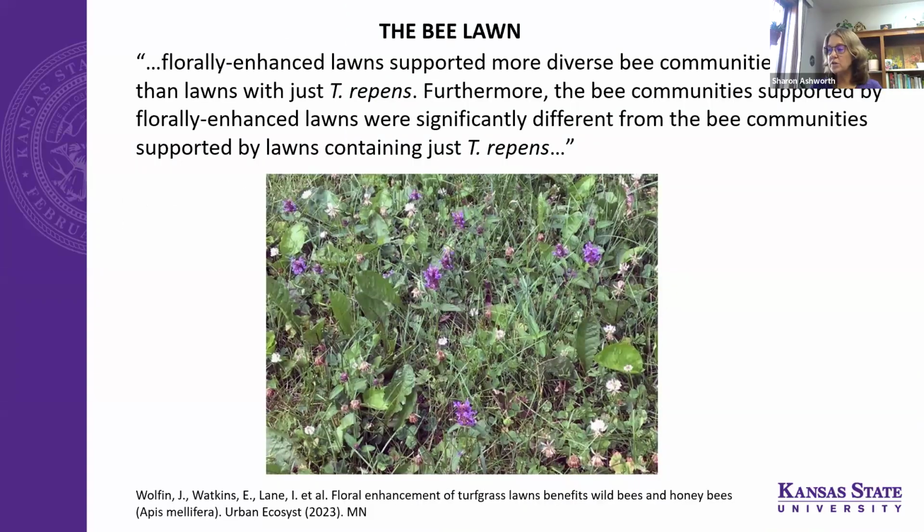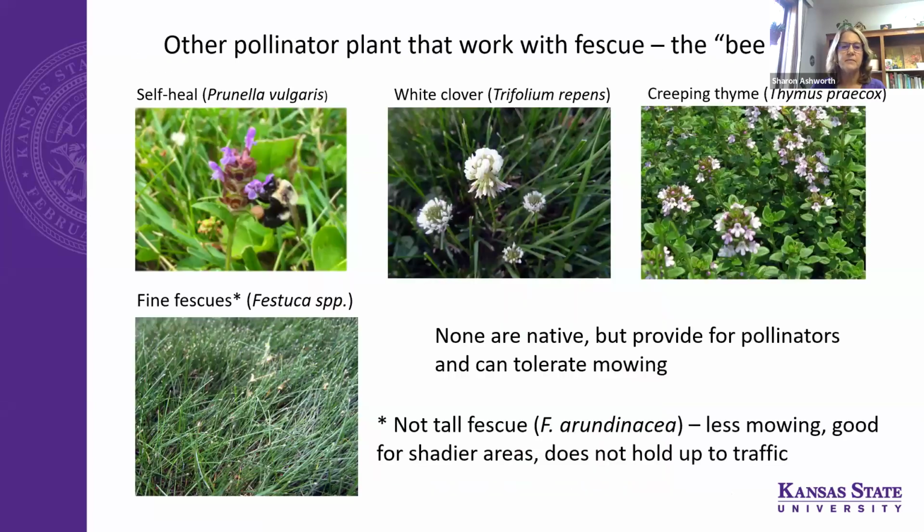So speaking of alternative lawns, the bee lawn is a very popular one. This is just a florally enhanced lawn. This is something you may have heard about. It's basically from the University of Minnesota. What that is, they've got clover in there, they've got dandelions, they've got violets. So it's a florally enhanced lawn. And here are the features of that lawn: self-heal, white clover, creeping thyme, and then fine fescues.